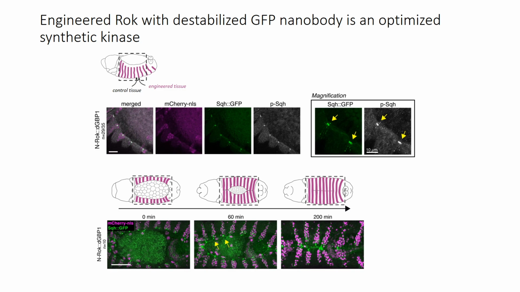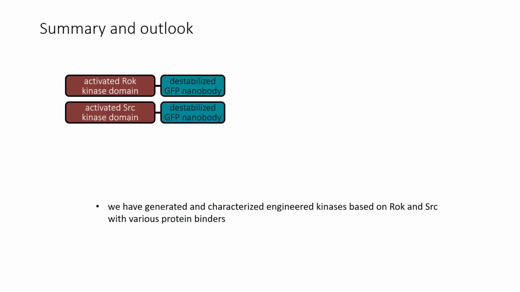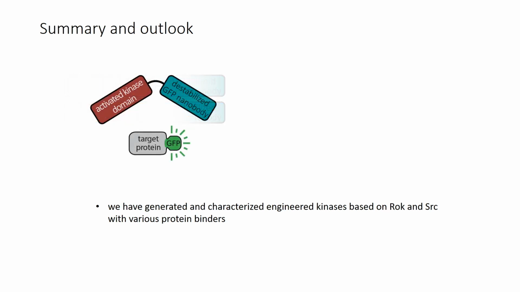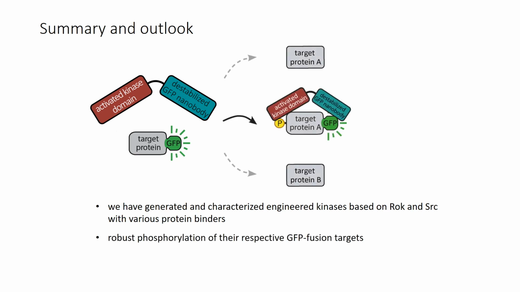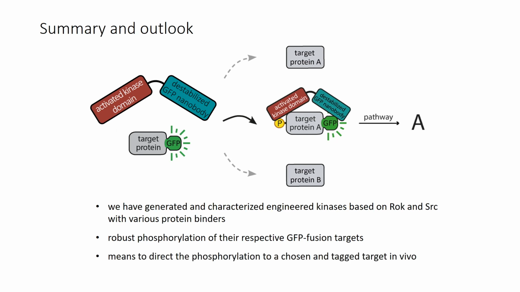In summary, in the paper we show detailed characterization of engineered kinases based on two different enzymes, namely Rok and Src kinase, with various protein binders, and show efficient phosphorylation of their respective GFP fusion targets, providing means to direct the phosphorylation to a chosen tagged protein in a living organism in a tissue-specific manner.